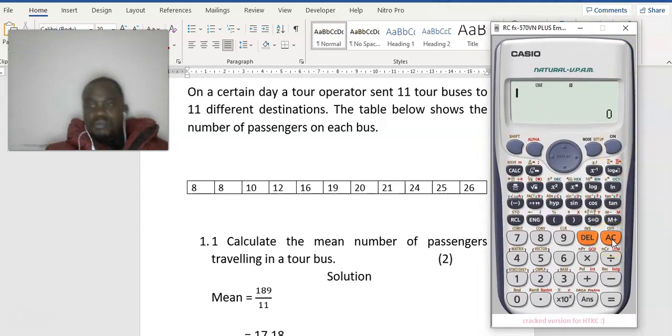I'm going to show you both ways. This is the first way. You add all of them. So we have our 8 plus 8 plus 10 plus 12 plus 16 plus 19 plus 20 plus 21 plus 24 plus 25 plus 26.